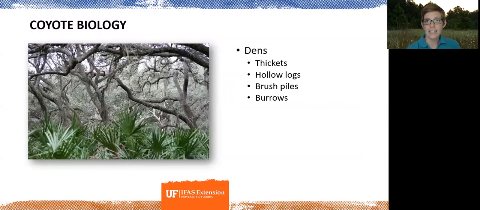And in terms of their dens, so we'll talk a little bit about this, in urban areas it can vary quite a bit, but in a natural setting, they will just take advantage of something like a palmetto thicket, which we have lots of in our natural areas, or hollowed out logs. As trees age and get older, often the center part of the tree can hollow out and create a nice den area for coyotes. Brush piles, whether they're naturally created or created by people. And then also they will expand burrows of other animals like the armadillo or the gopher tortoise. So they'll take advantage of what's already there and dig it out a little bit further to accommodate their larger size.